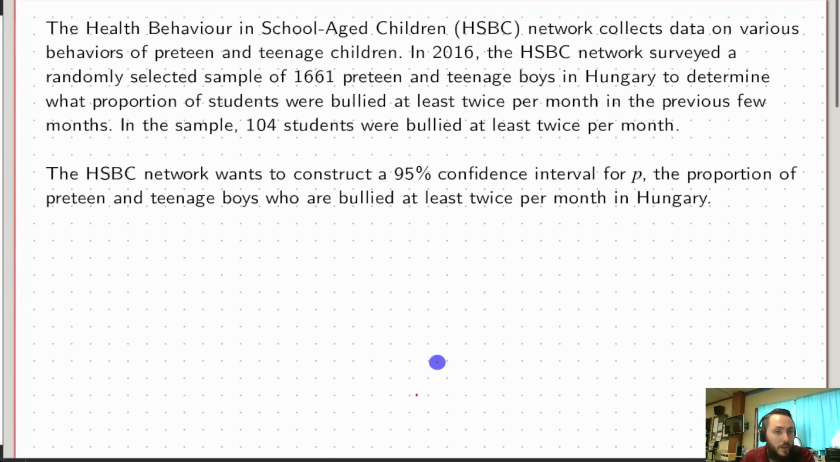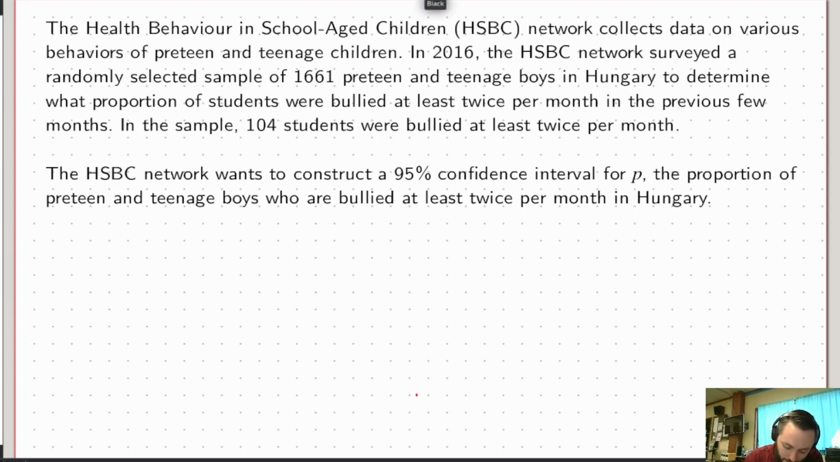Now we could go through and identify the population, identify the parameter, identify the sample, identify the statistic, and see if we meet the three conditions. That's a separate video, a separate concept. Here, we are just calculating the confidence interval.